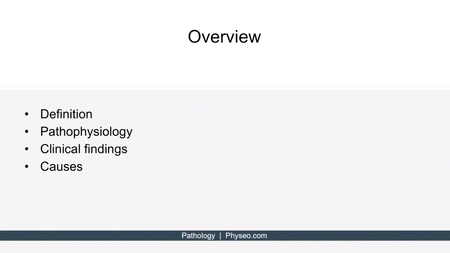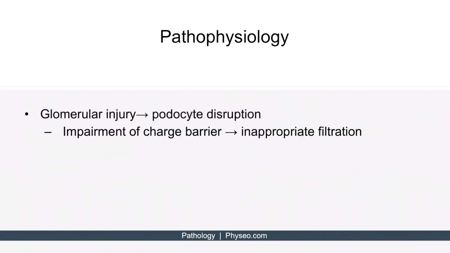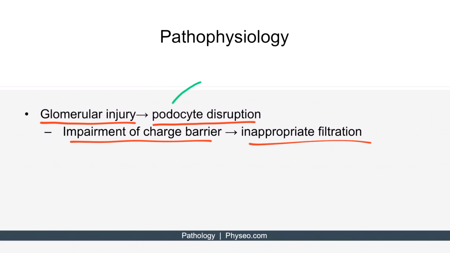Next, let's discuss the pathophysiology of nephrotic syndrome. Different types of glomerular disorders can cause glomerular injury, which then leads to podocyte disruption. This causes impairment of the charge barrier, which leads to inappropriate filtration. In other words, molecules that are not supposed to enter the filtrate, like large proteins, are actually able to cross the barrier and be excreted in the urine. When thinking about nephrotic syndrome specifically, be thinking about podocyte disruption.